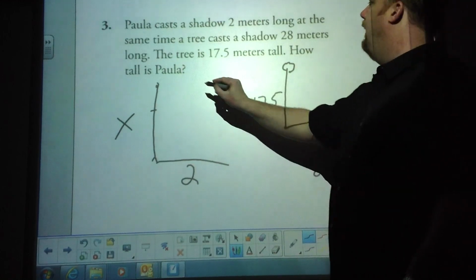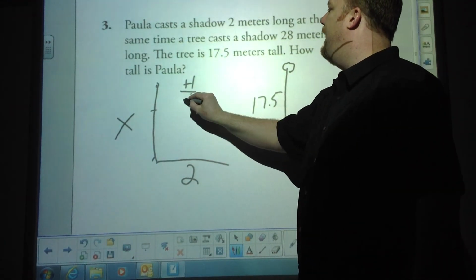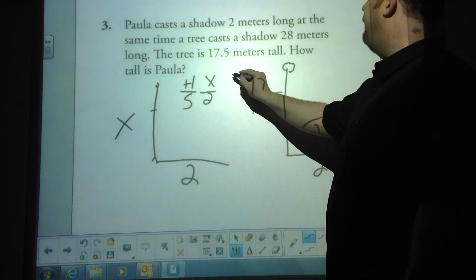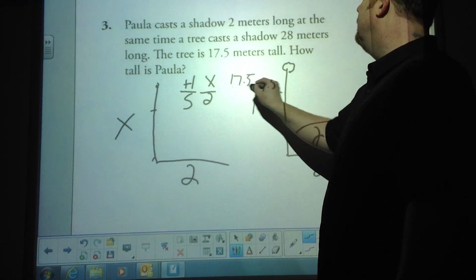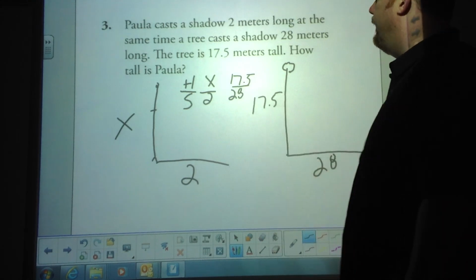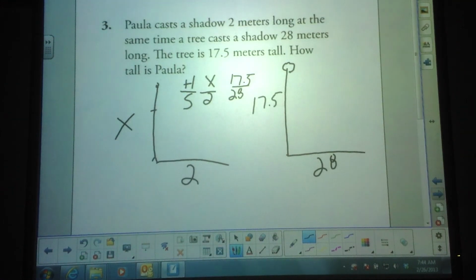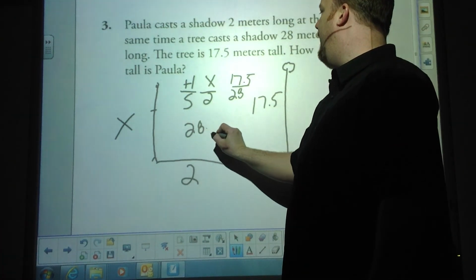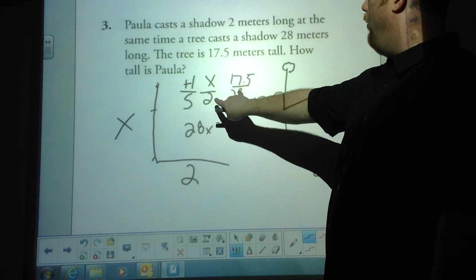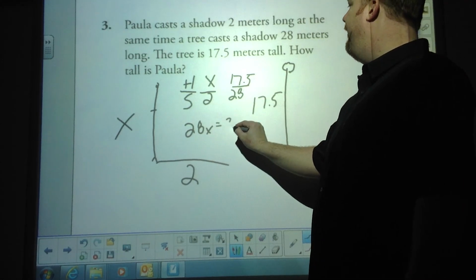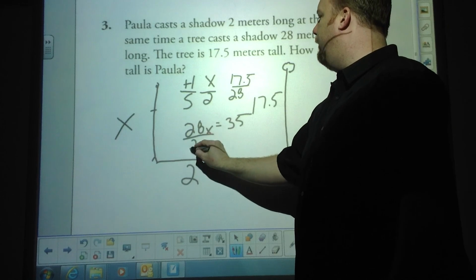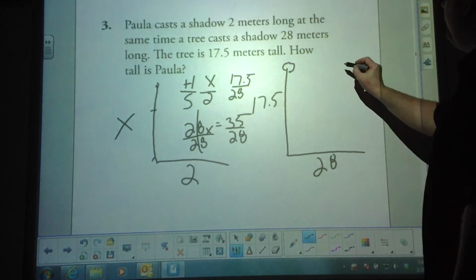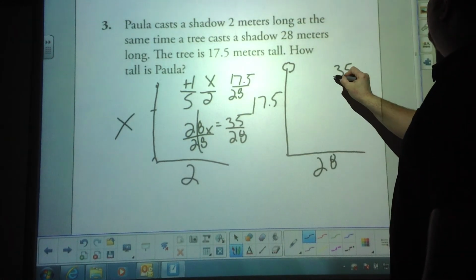So we're going to do, again, height over the shadow. We're going to do X over 2 for Paula. Then we're going to do 17.5 over 28. And we're simply going to cross multiply again. And I want to see your work every time. This is going to end up being 28x equals 17.5, just take my word for it, times 2 is 35. You can divide both sides by 28. This is going to cancel out. You're going to have 35 over here, divided by 28.